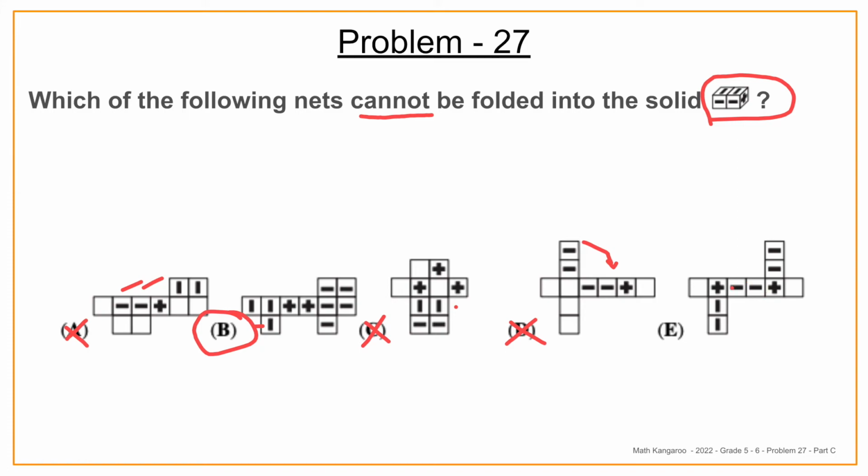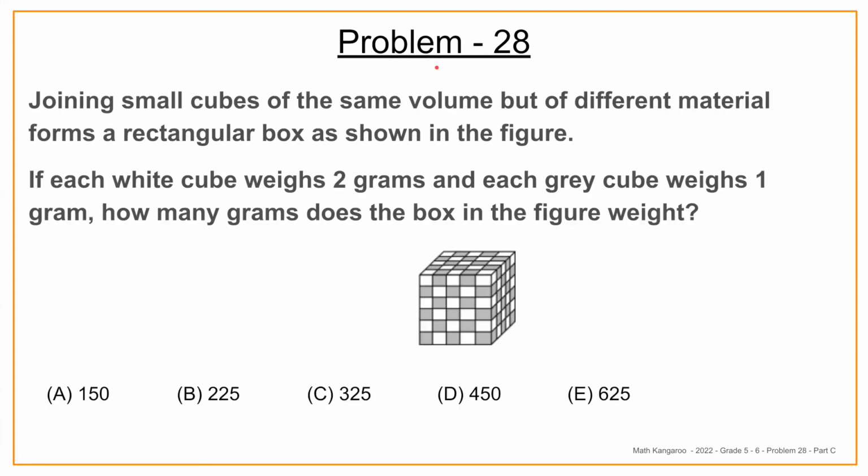So we have 2 horizontal lines in here, plus sign, and when it comes on, it marks as this. And this is possible. So this is also not our answer. So our answer is option B, is the net which cannot be folded into this solid.